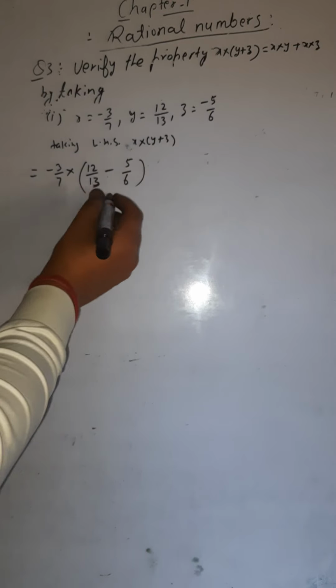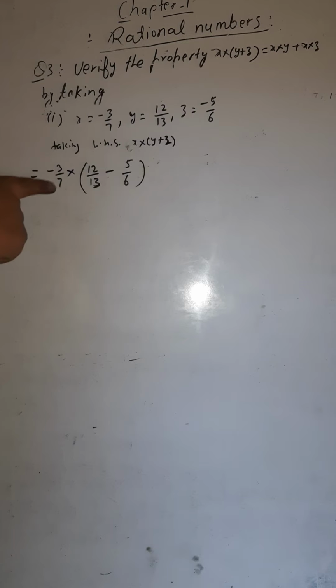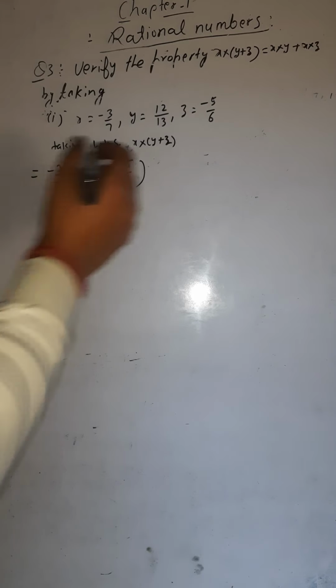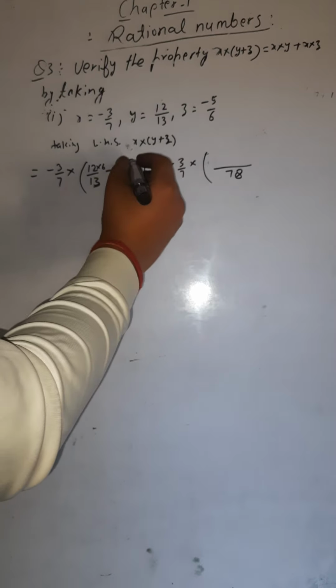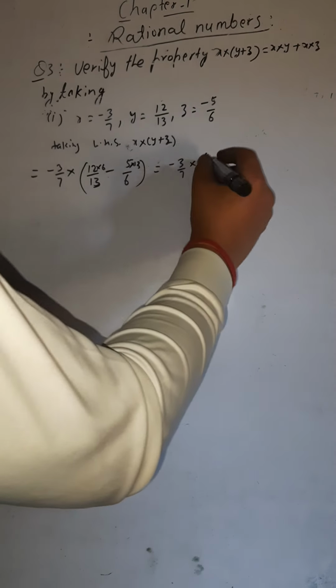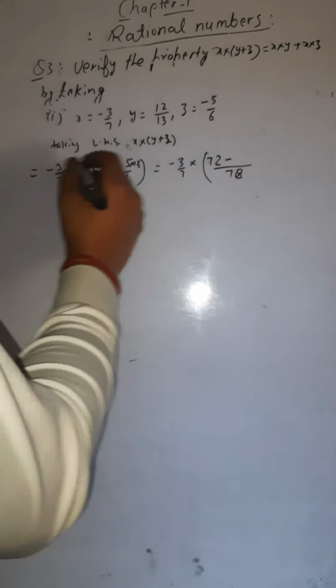Taking LHS, I have written X multiply Y plus Z. Is it okay? Good. Now just try to solve it. It is minus 3 by 7 multiply inside. LCM of 13 and 6 would be 78. Multiply 6 upside, then divided by 13 now, 13 6 is 78. So multiply here by 13. So it would be 12 6 is 72 minus 13 5 is 65.